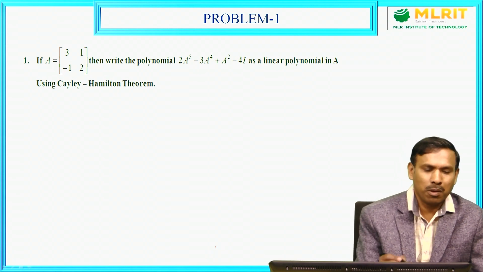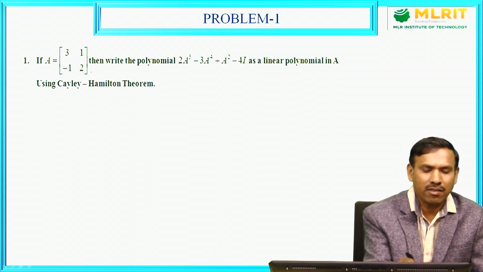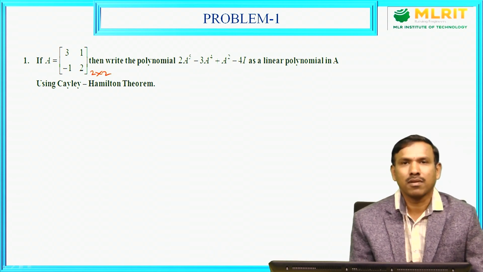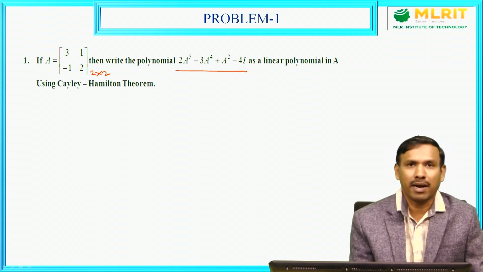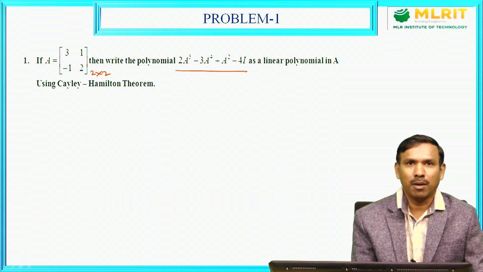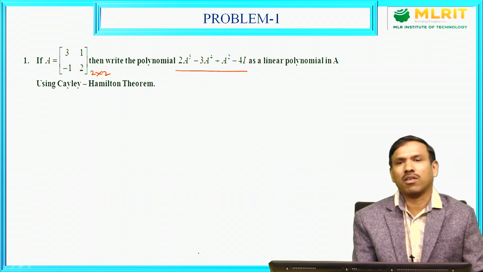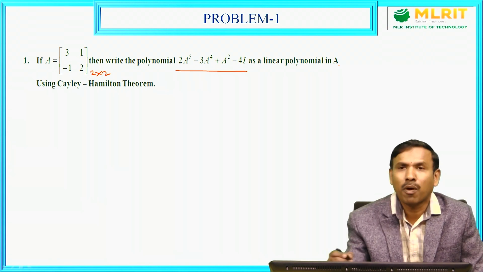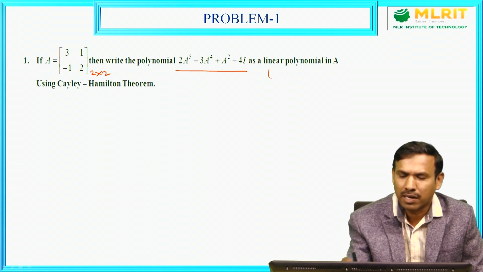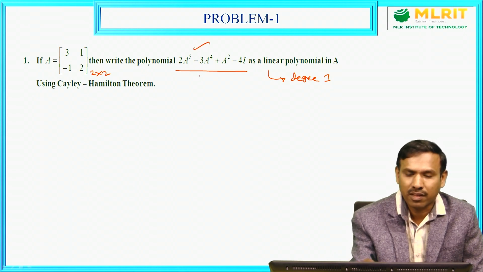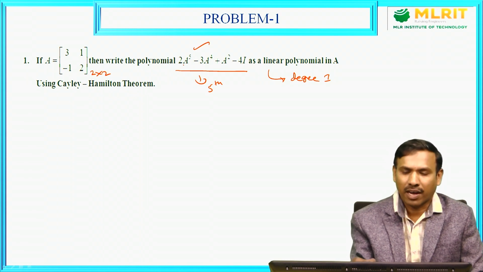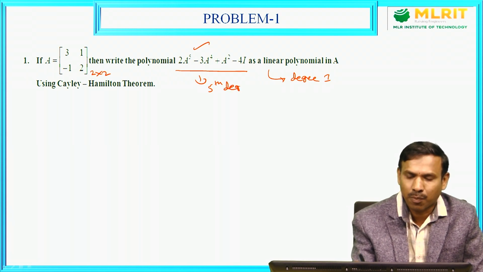So, here is a problem. A 2 by 2 matrix is given, and we are asked to write the polynomial 2A power 5 minus 3A power 4 plus A square minus 4A as a linear polynomial in A. What do we mean by a linear polynomial? A degree 1 polynomial. Now, what is the degree of the given polynomial? This is a 5th degree polynomial, because the highest power of A is 5.